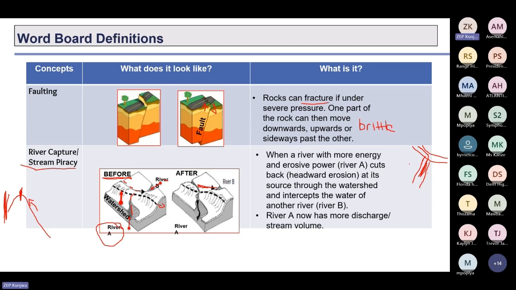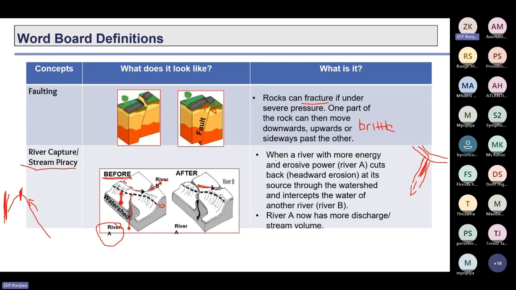And then the water from this river is no longer going to continue to flow there. It is going to join this river and follow the direction of this active, energetic river here. So that is what happens in stream piracy.